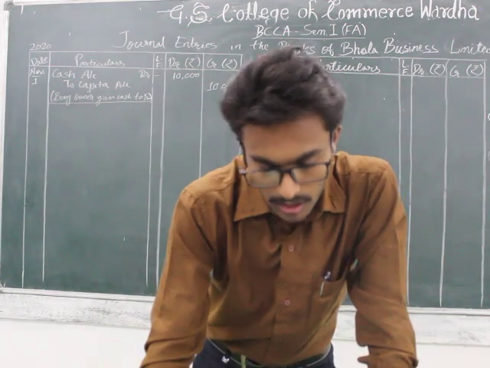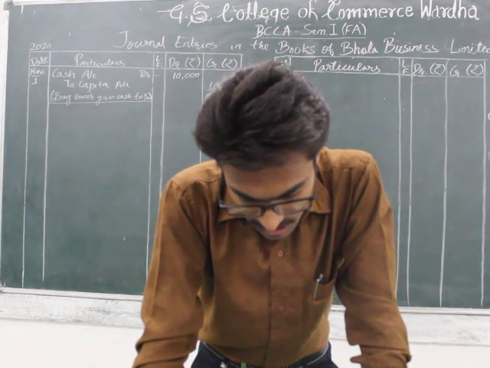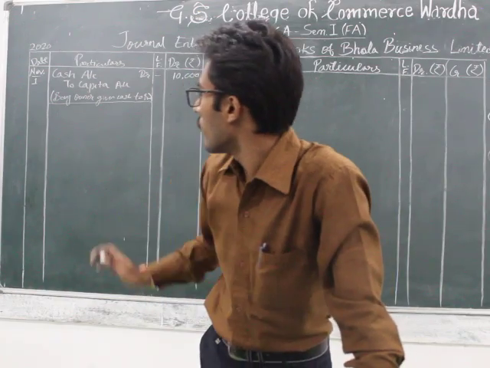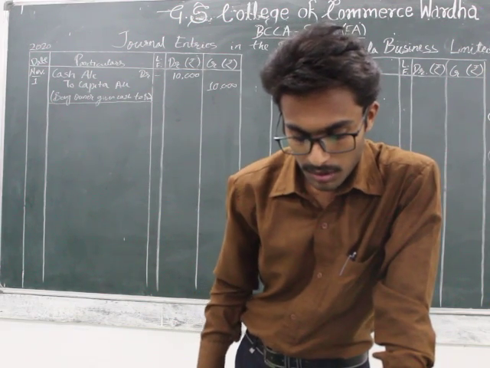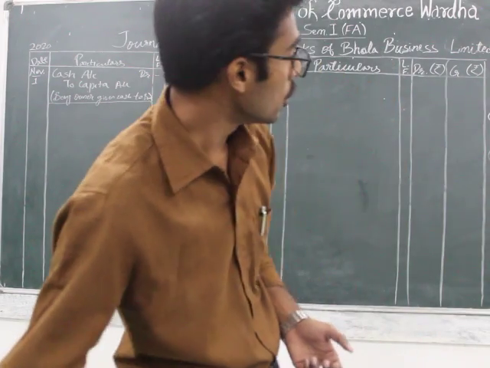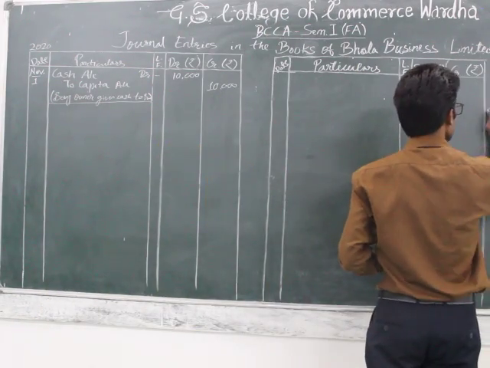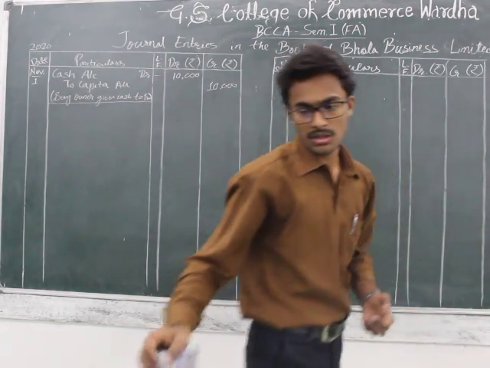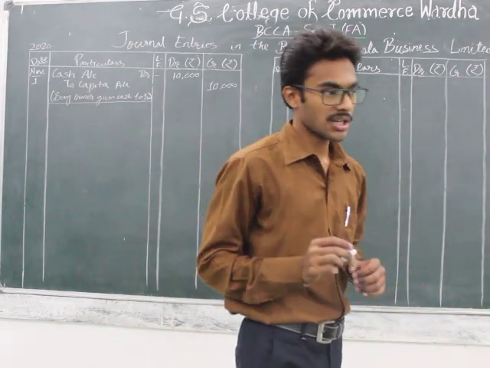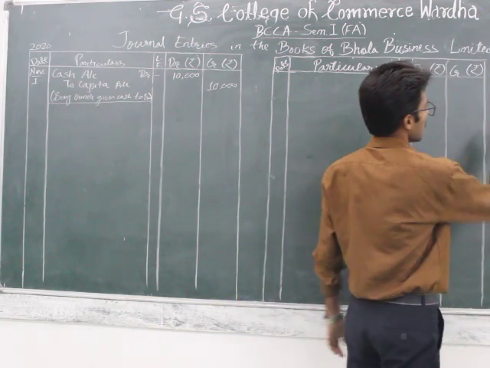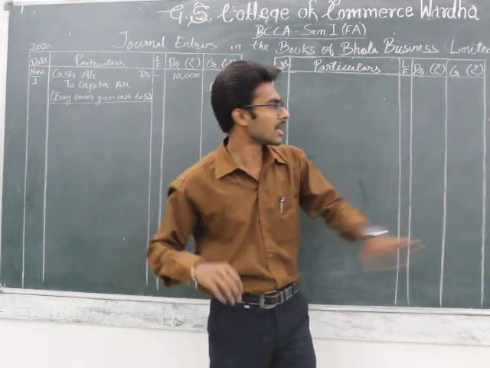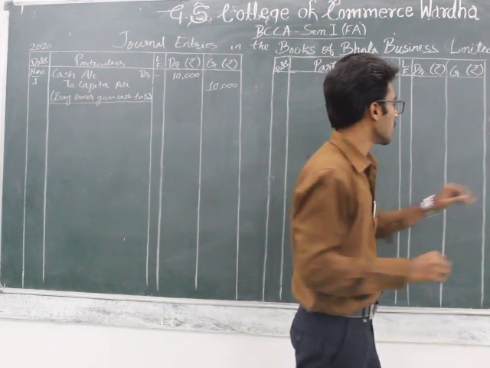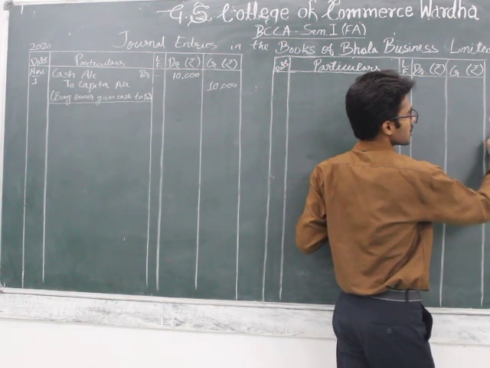Read the second transaction. The second transaction is on 2nd November. What is the transaction? Took loan from Mrs. Shalini. We have taken a loan from Shalini. That means Shalini will provide us cash, so again there will be two accounts. Cash, because Shalini is giving cash, so cash will come into the picture, and the other account is Shalini.